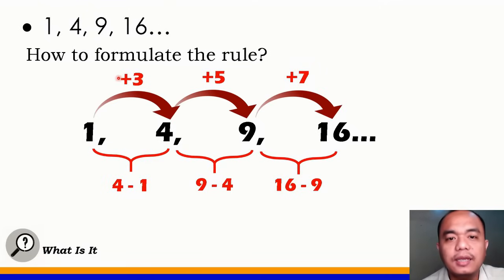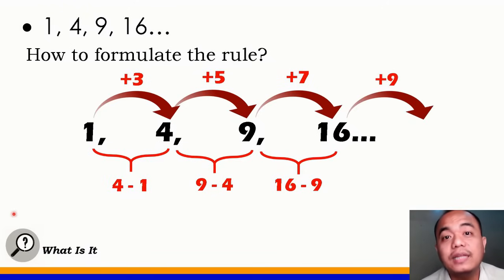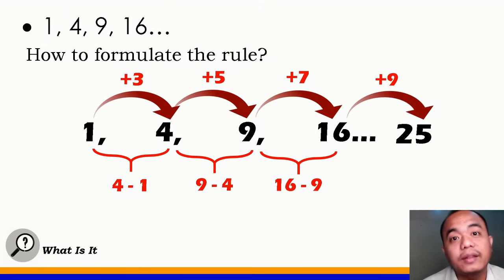Think if this is 3, 5, 7, what do you think would be the difference between 16 and the next number? Sige. So obviously, that would be 9, right? Kasi consecutive odd numbers to eh. So how to get the next number? That would be 16 plus 9. Okay, and that would be 25. Okay lang kung next number ang hahanapin at we want to formulate a rule here.